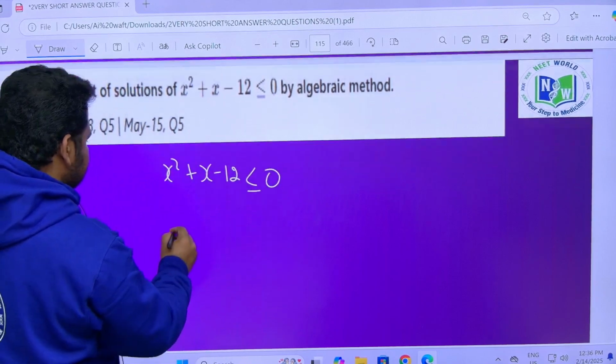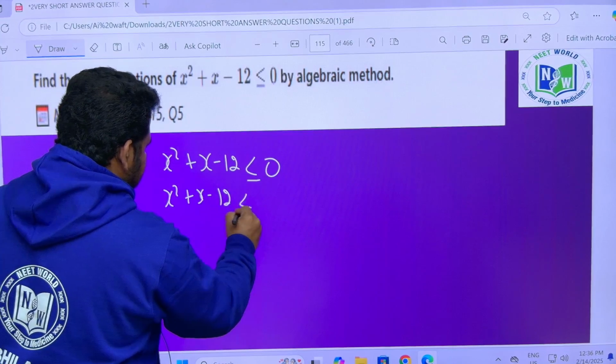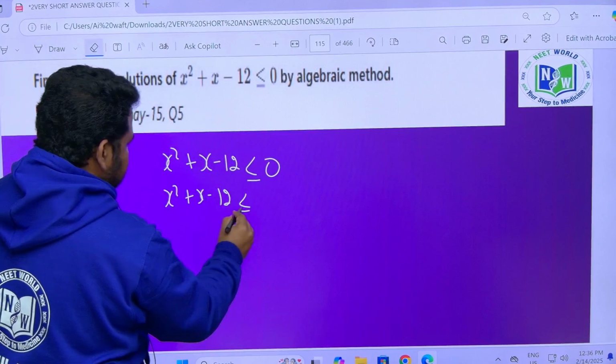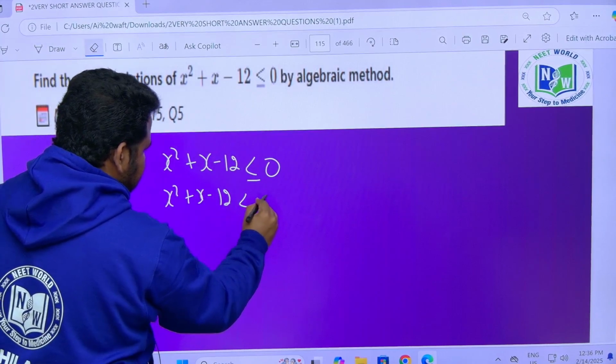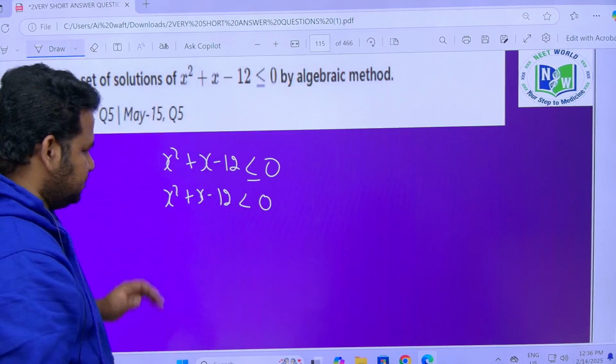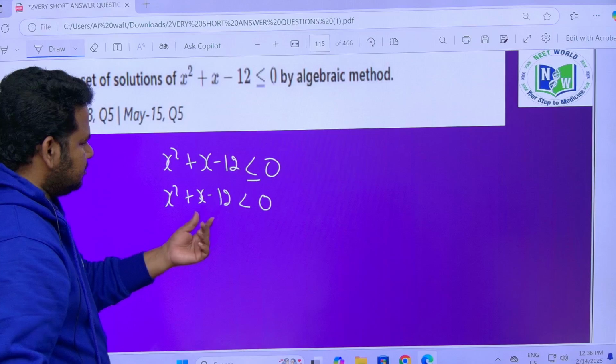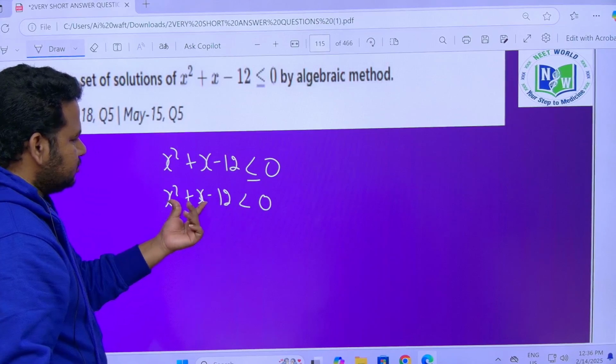So let us take the equation first. x square plus x minus 12 is less than 0. We have to take it as less than 0 first. Okay, got it friends? In the first step you should take it as less than 0, and in the final step you will change it. Now the product is minus 12 and the sum is equal to 1.